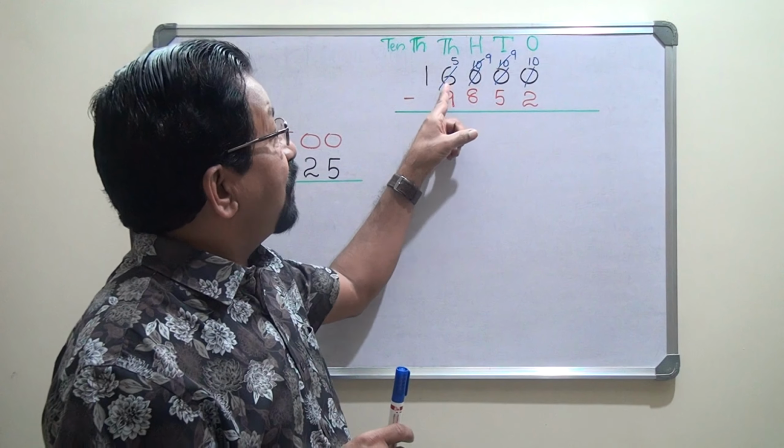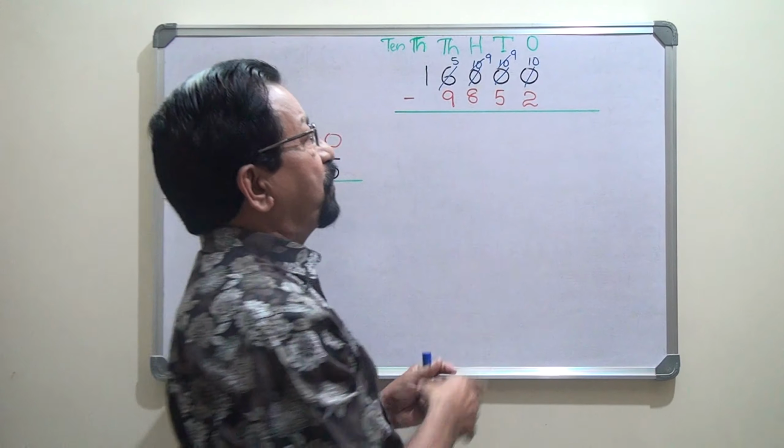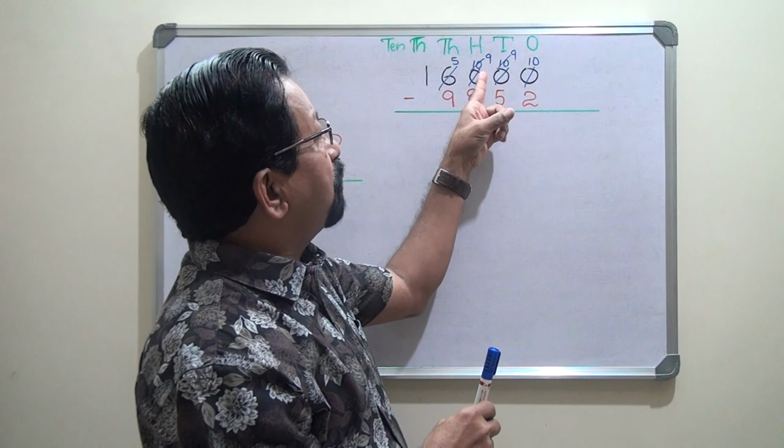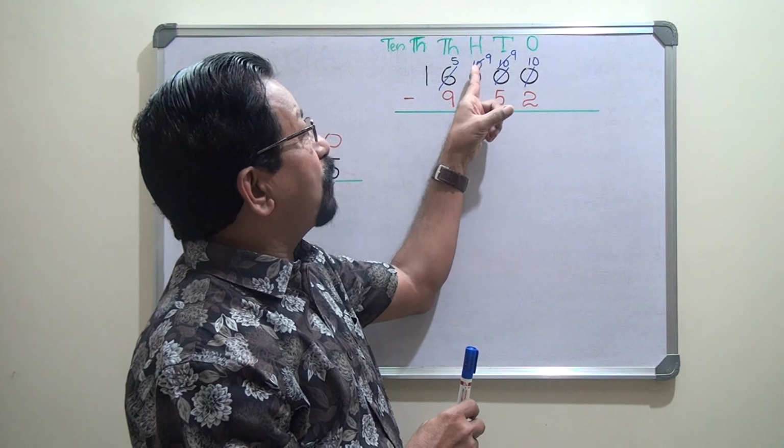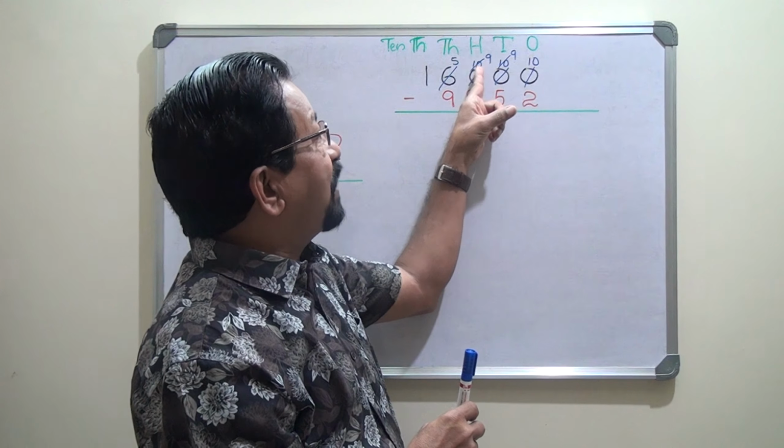When it came to the hundreds, see, this person who borrows cannot come directly to the ones place, his house. He has to pass through all the houses systematically. So when he borrows from the thousands, he comes to the hundreds house. Then from that 1000, the next house takes a 100 rupee note, and if he is giving 100 rupees from his 10, this again becomes 9.